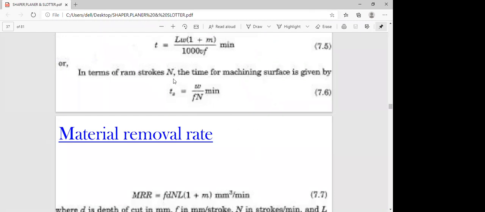If you want to write the time in terms of ram strokes, capital N, this is the formula you have to adopt. The time for machining a surface is given by Ts is equal to W by F into N, where F is the feed, and N is the number of ram strokes. So that is very much required. Those are the formulas you have to say.